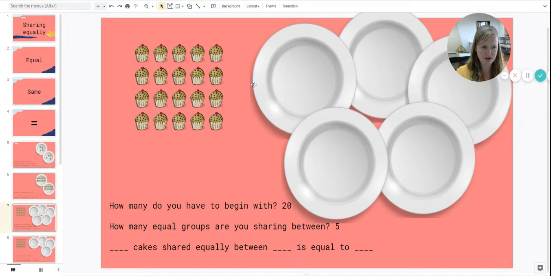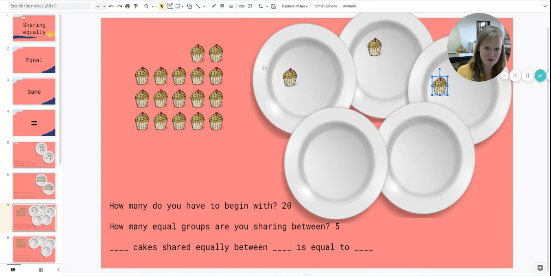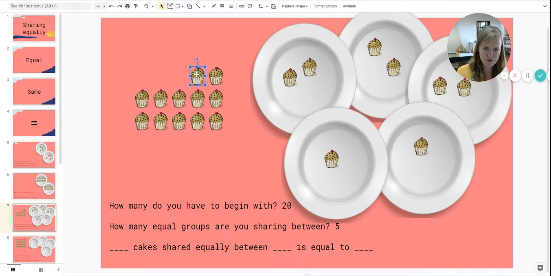All right, are you ready to do this? Let's share between 5. 1 for you. Oh dear, let me undo that for 1 second. Make sure my cupcakes will end up on top of the plates. 1 for you, 1 for you, 1 for you, 1 for you, and 1 for you. Then another round, one for each plate again.